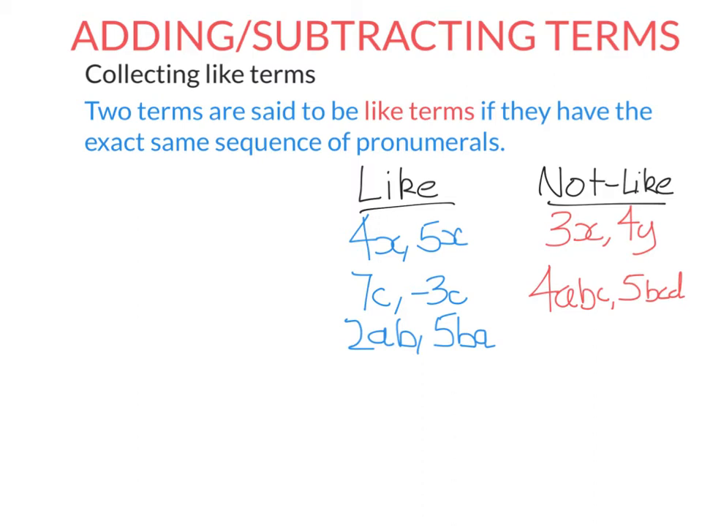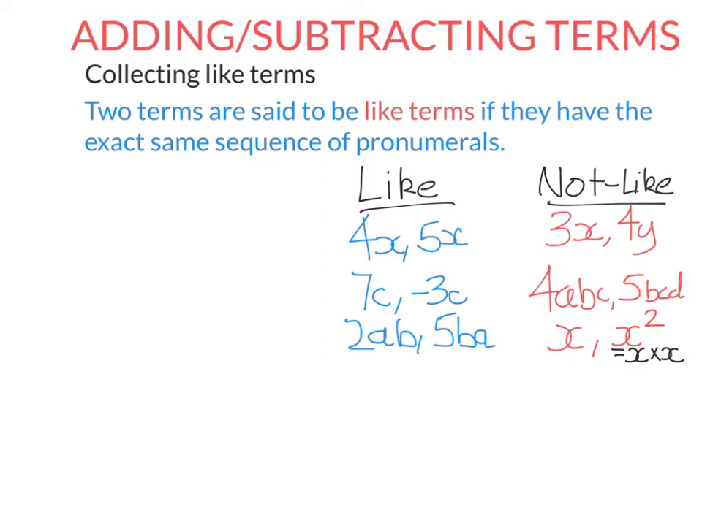So one example that people often find confusing, x and x squared. They are not like terms. So you're probably thinking, well, how does that make sense? Both of them have an x. Well, that's true. But remember, x squared is the same as x multiplied by x. This term has 2 x's. This term only has 1 x. That's why these two are not like terms.